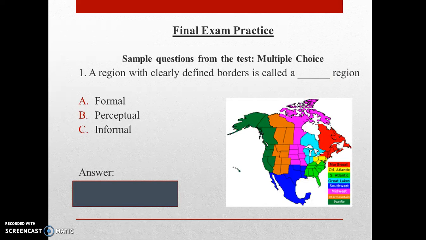All right, let's get right to the final exam practice. These are actual questions from the final. I know it says a sample question from the test. Yes, these are definitely on the exam.